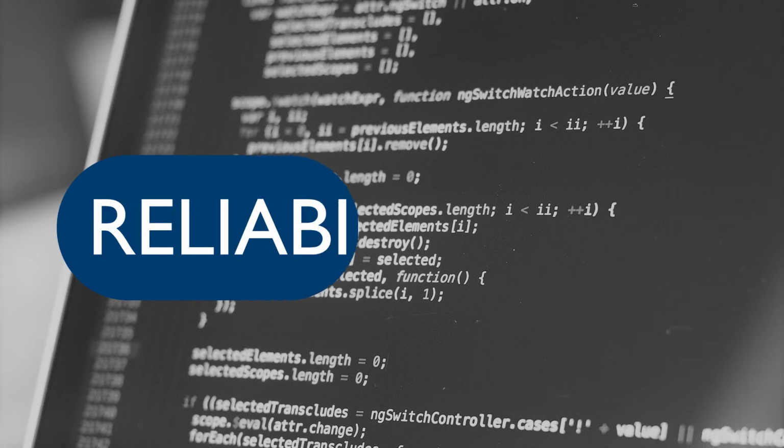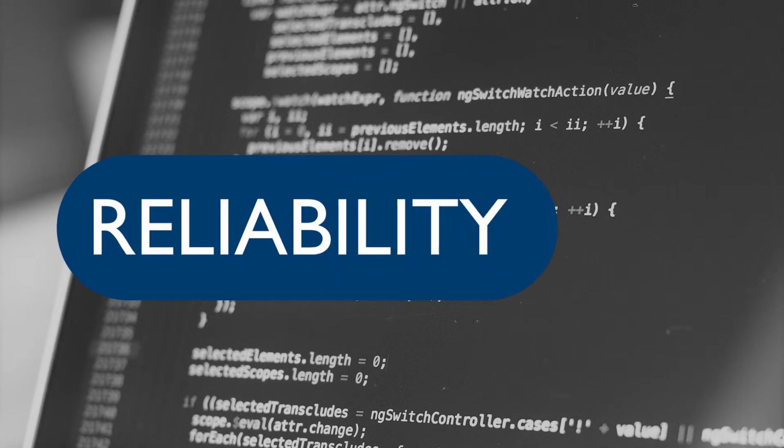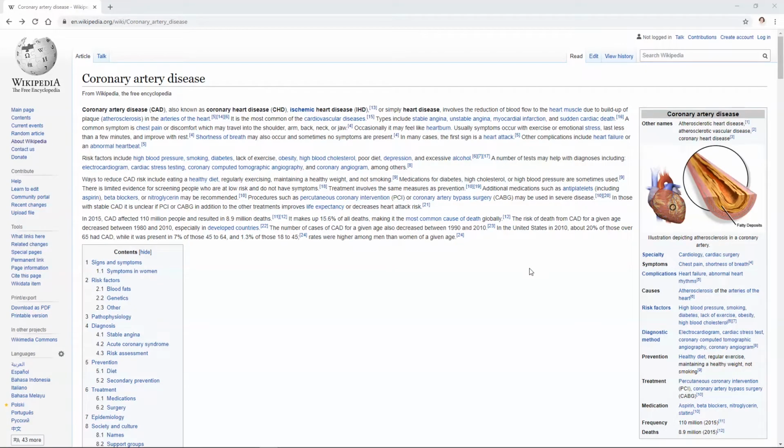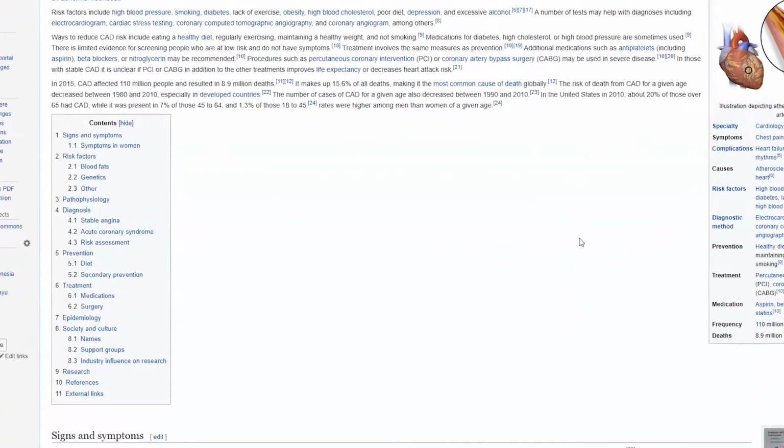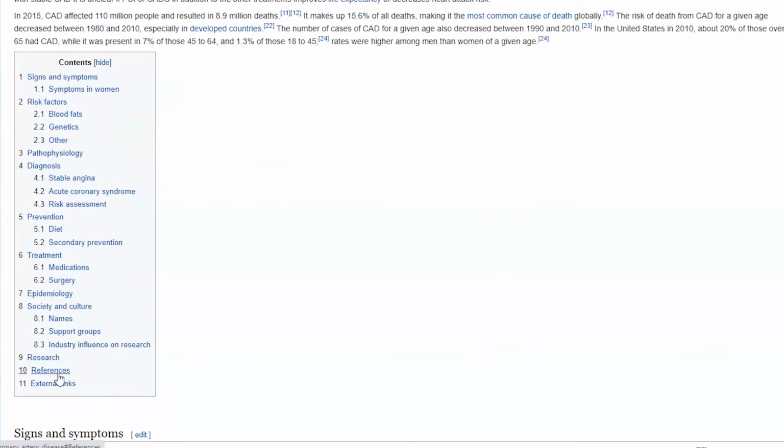Lastly, we ask if the website is reliable. How much can we trust the information? You will need to use your own knowledge of the topic and your learnings from class to assess whether the information on a website is accurate and therefore reliable. Another way to assess reliability is to check whether any sources or references are listed, and whether those sources are high quality.